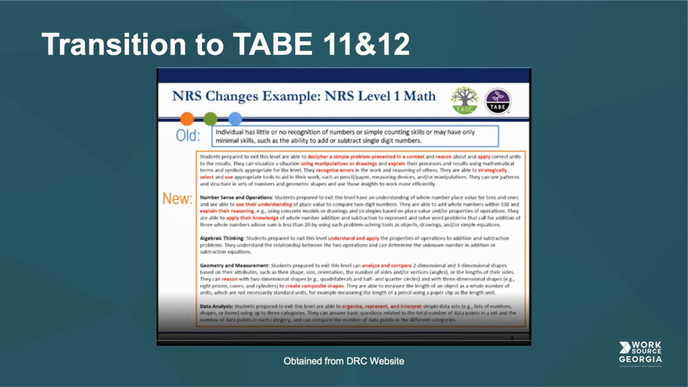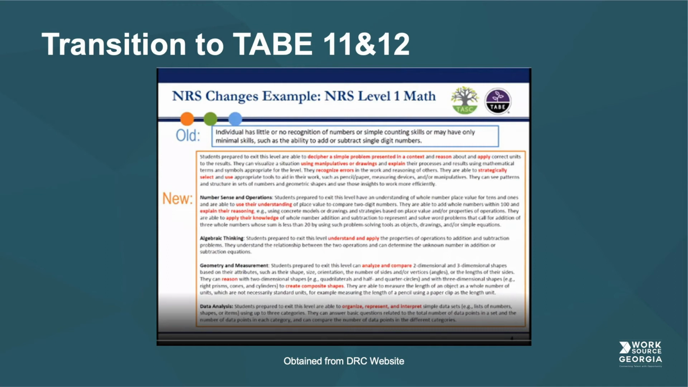Let's explain why we transitioned to TABE 11 and 12. The National Reporting System for Adult Education, NRS, has created new standards to assess educational functioning levels. TABE 11 and 12 addresses these new standards by adding content or questions to their test in order to assess the test takers' abilities in these expanded areas. The standards changed, therefore the test had to change and adapt to the new standards.